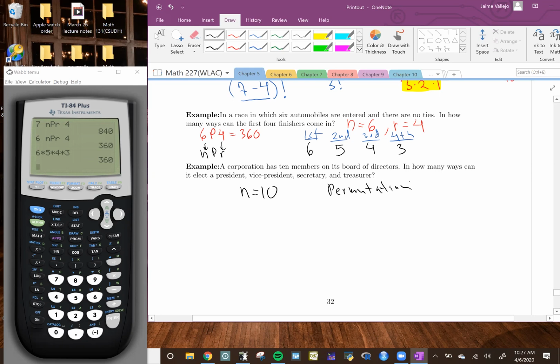All right. So for this one, of the 10 people, how many job positions do we have? 4. So that means R is equal to 4. Any question why R is equal to 4? Because we have the president, vice president, secretary, and treasurer. Correct.